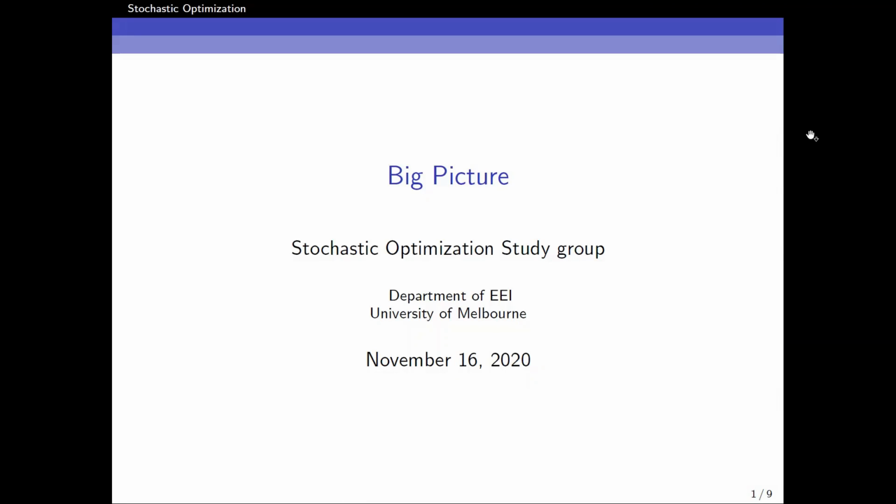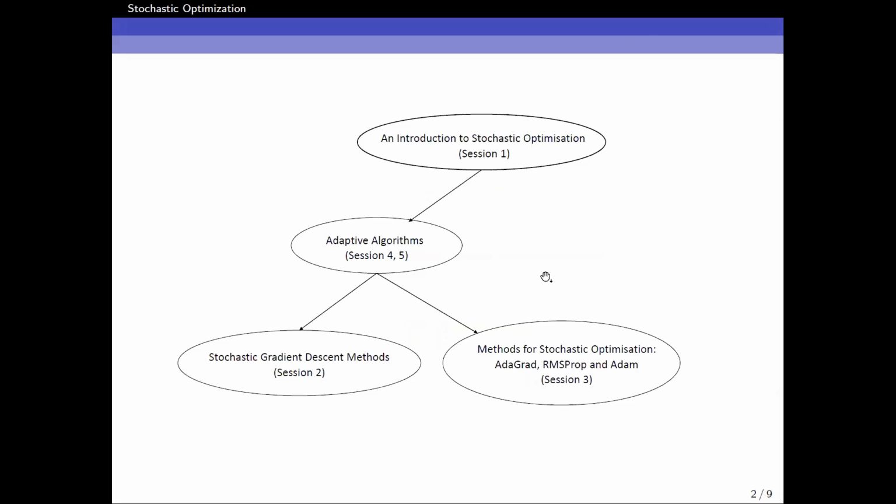Before we start today, we decided to show a short overview of what we have talked about so far, how all topics are connected, and how today's topic fits into the big picture. So here you see the big picture.